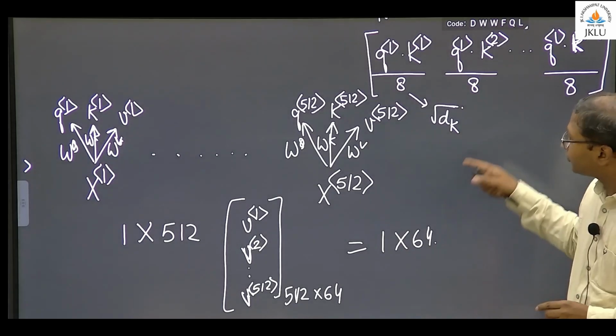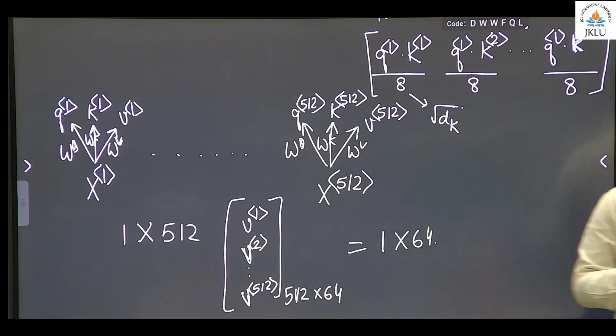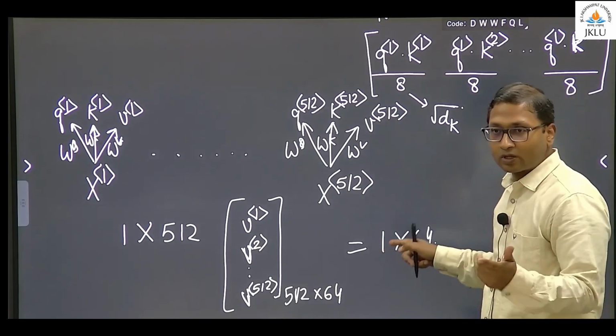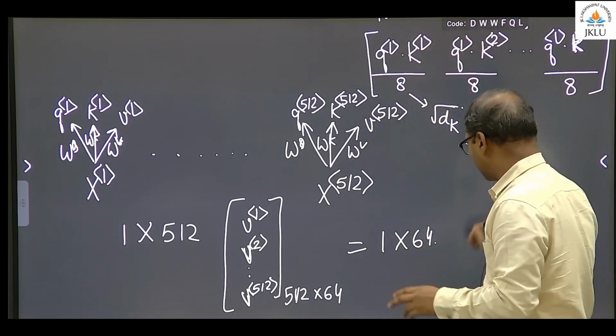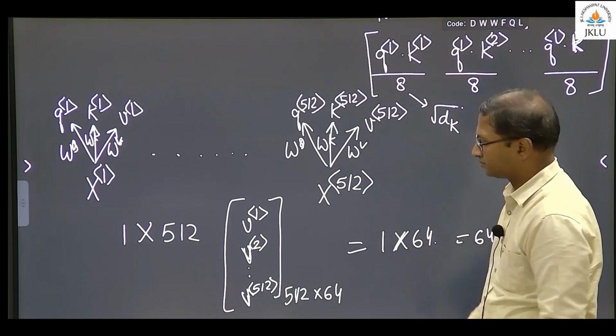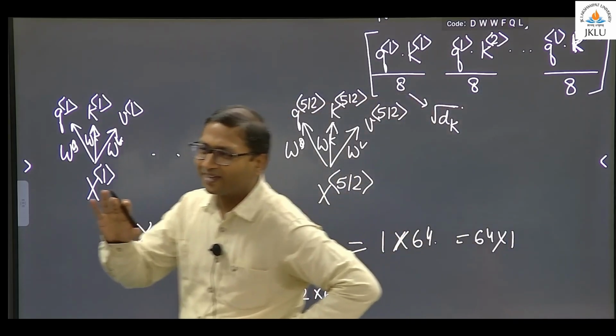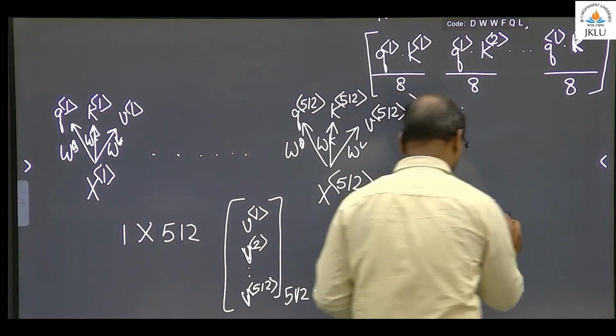So finally you have computed what? Now we take the transpose of this because we were supposed to do that somewhere. We take it here and that gives me 64 cross 1. What do I do with this now? What is this output? What is this guy?